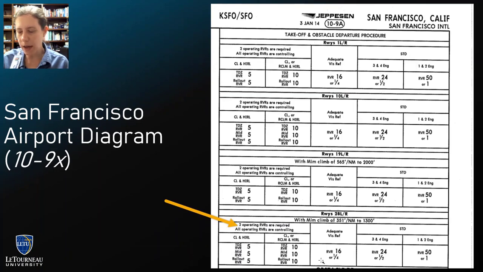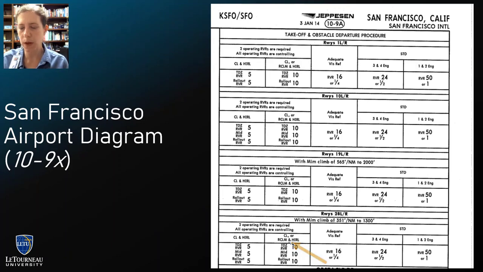And then we can move over to this part, which has, again, the same type of information, except you notice that we've got 3 RVR transmissometers available on runway 28 left and right, which makes sense. If I look at 10 left and right, I also have the 3 available. Okay, so that is what this means. So this means that we can take off with 1,000 RVR if we have centerline lighting or runway centerline marking and high intensity runway lighting.